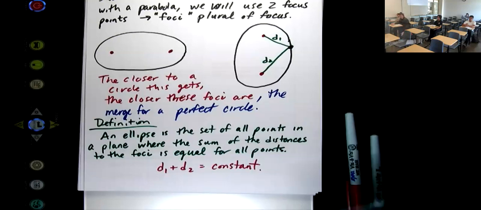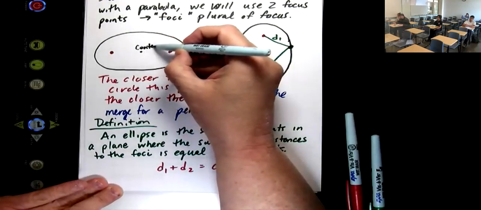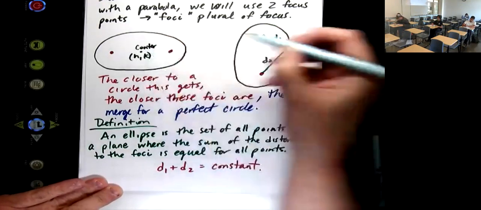We still use this point here in the center. It is going to be our (h, k) on any form.